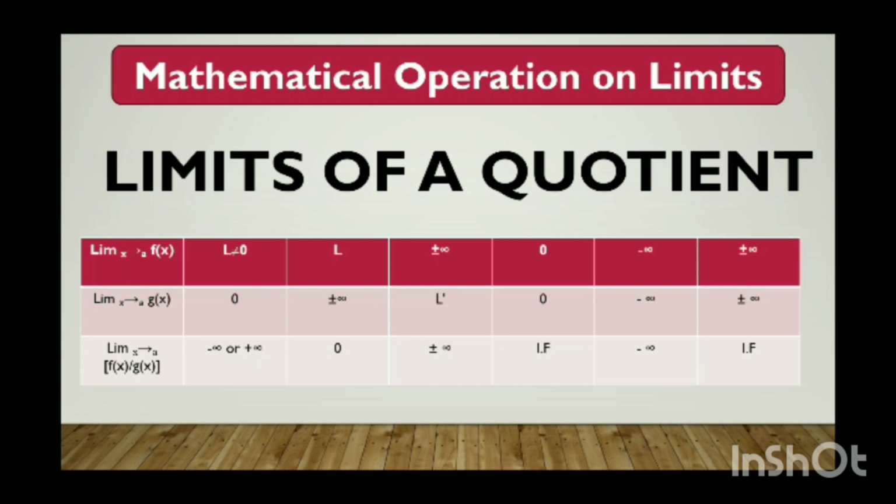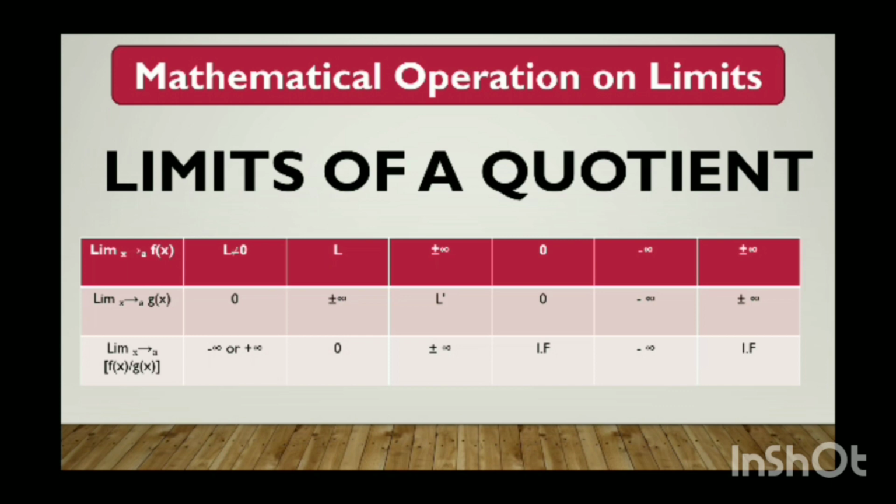Alright, the limit of a quotient. This is how we have it. If provided the limit of f of x is not 0 and the limit of g of x is 0, then you have something divided by 0, and something divided by 0 is undefined, right? Any number divided by 0 on your calculator will give you a math error. So you're going to have it as a positive or a negative infinity.